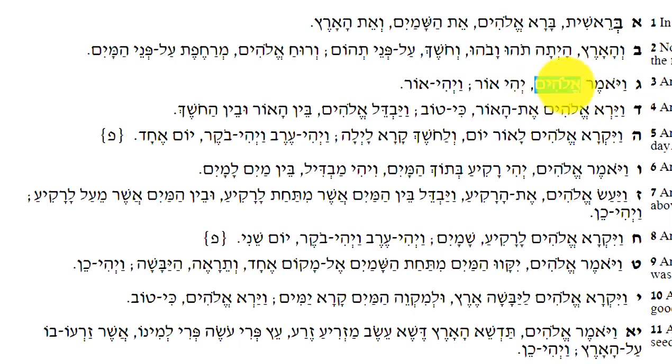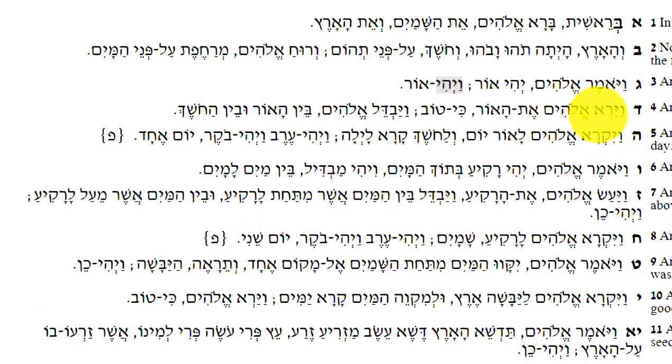Okay, Vayomer Elohim. Vayomer we have quite a lot. And also Elohim means God. Vayomer is and he said. Vayomer Elohim is and God said. Yehi or, may there be light, and there was light. Vayehi we also have quite a lot. So let's put that down on the list.